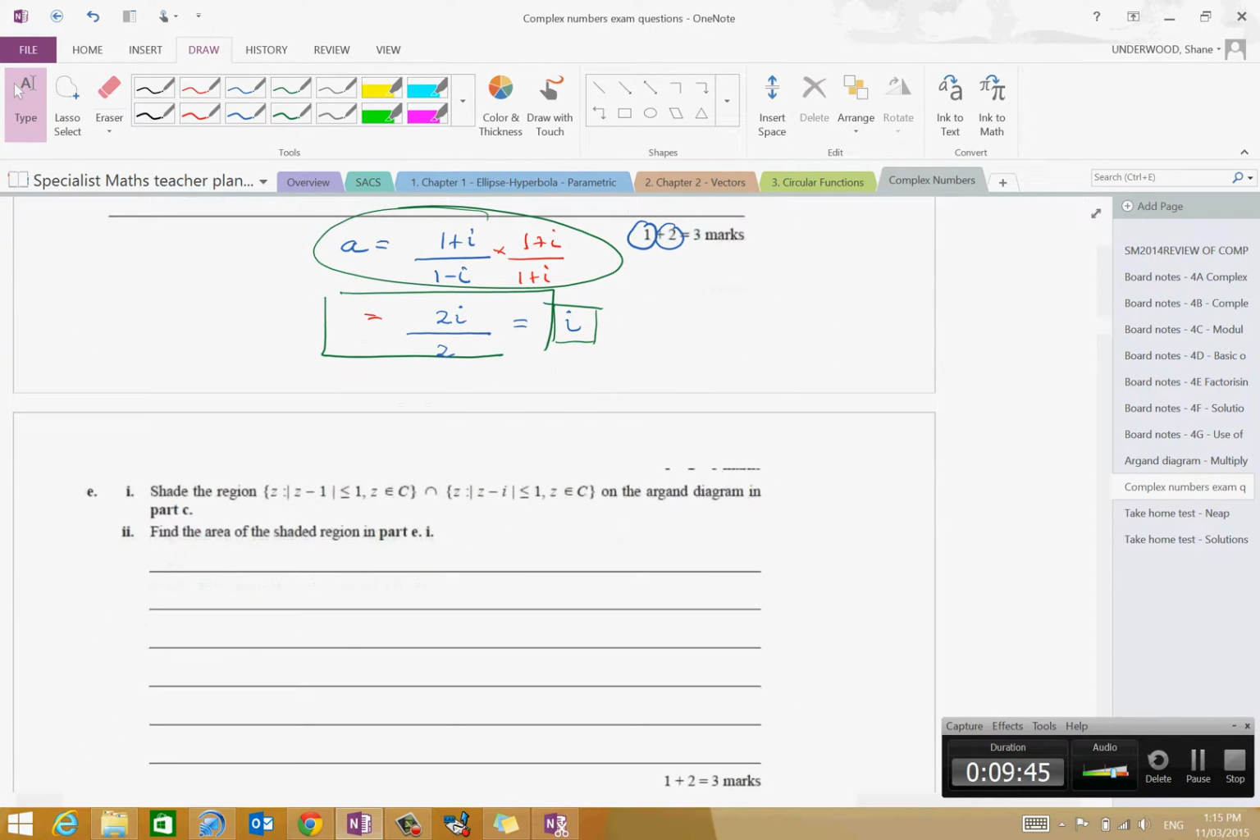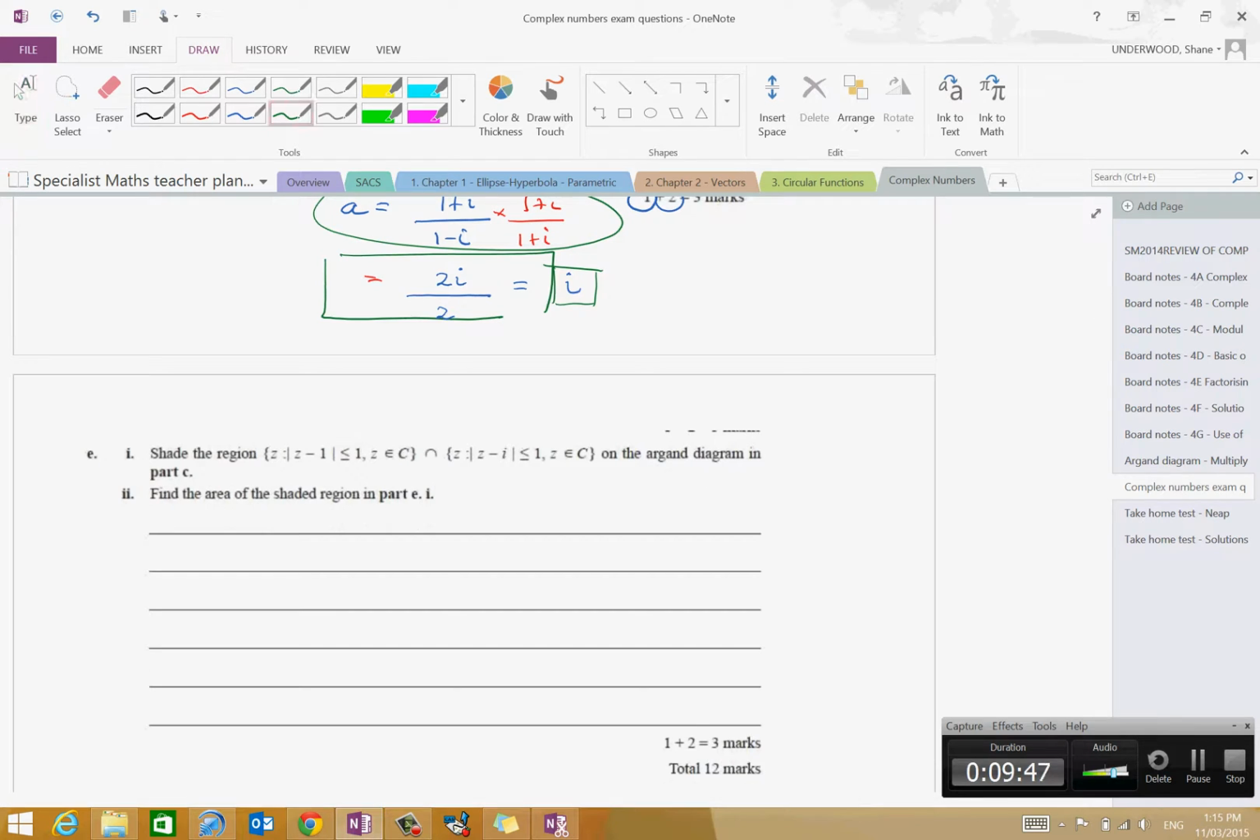Now it says find the area of the shaded region. Now the area of the shaded region is probably the trickiest question of the whole lot, and it actually uses what? What does it use, and what do we have to do? The area of the shaded region. Well, what's the area of a segment? Can someone tell me what the area of a segment is? What is it? So a half, r squared.